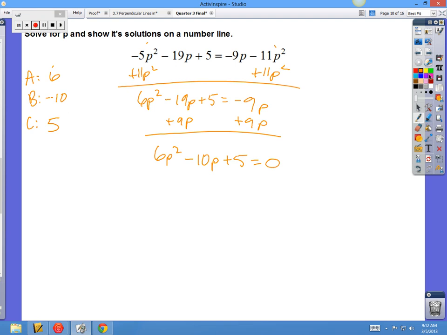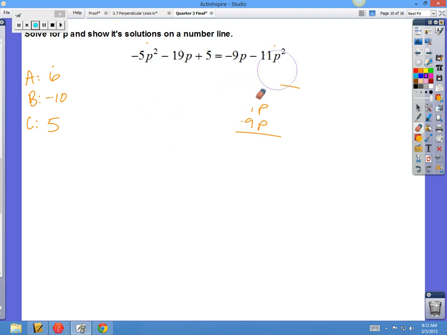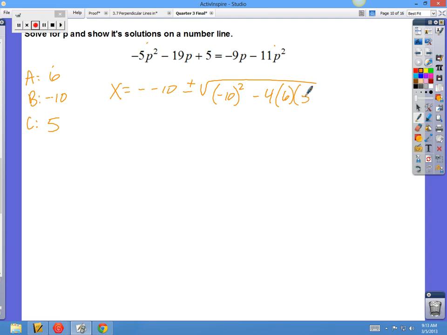Okay, now let me erase. I'm gonna start plugging it into the quadratic formula. So x equals negative b plus or minus the square root of b squared. Okay, here's where you're gonna mess up. If that's not in parentheses and you punch it in on the calculator, it's gonna give you a wrong answer. Then you'll be wrong from here out. B squared minus 4 times a times c all over 2 times a.